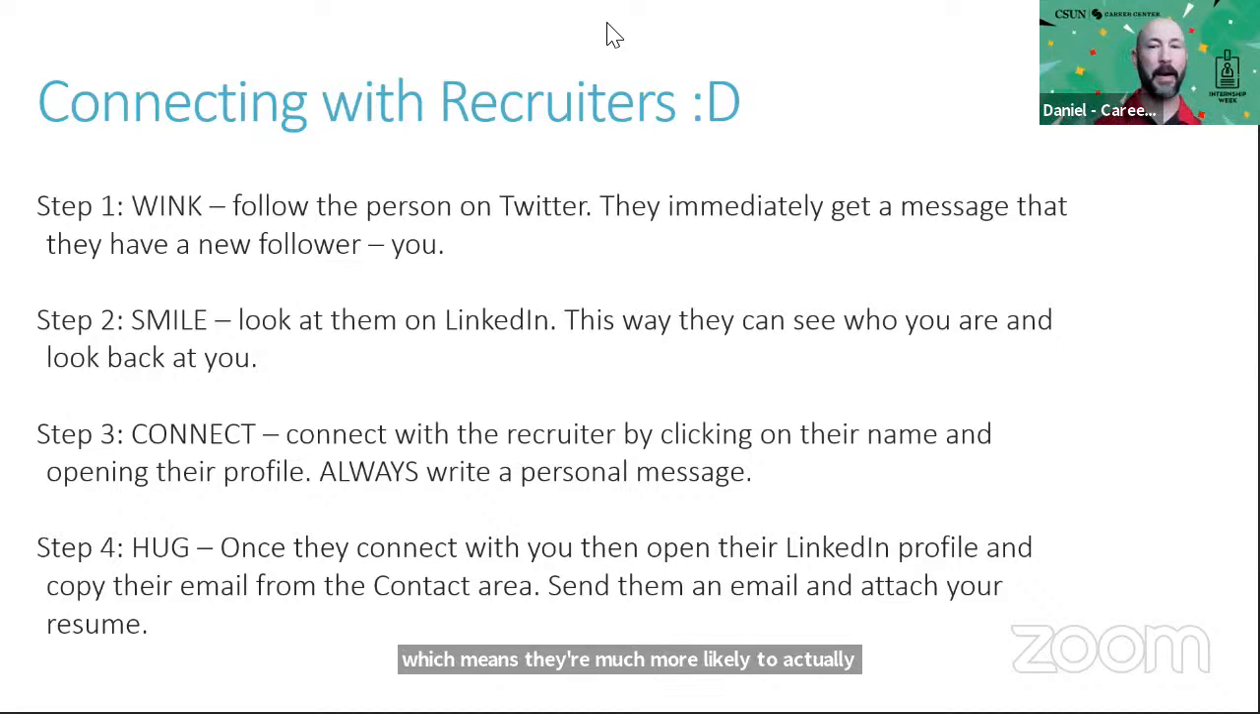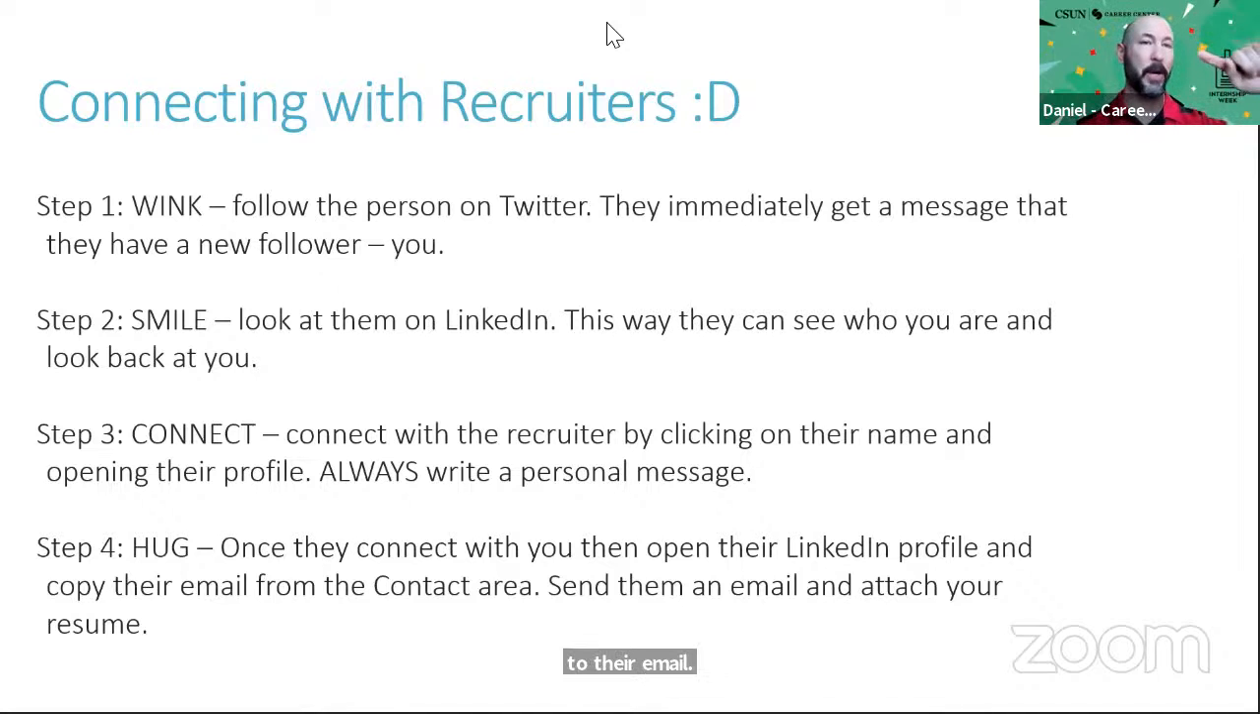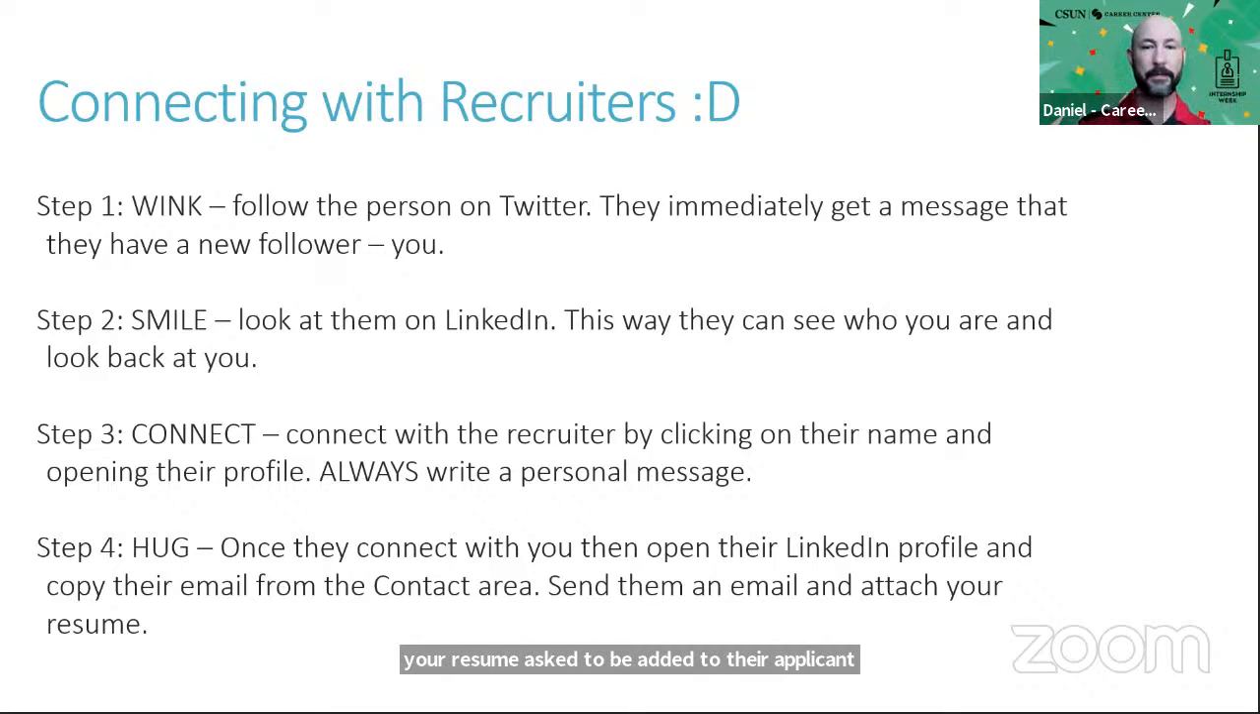And once you click that connect, you can write a personal message letting them know who you are, that you'd love to chat with them, that you'd love to connect with them. And then you can take it off LinkedIn, because once you connect with them, you can actually have access to their email, because you'll get to open up their contact page, which you wouldn't have access to if you don't connect with them. Then take it to an email level, send them your resume, ask to be added to their applicant tracking pool, and bring it to that next level.